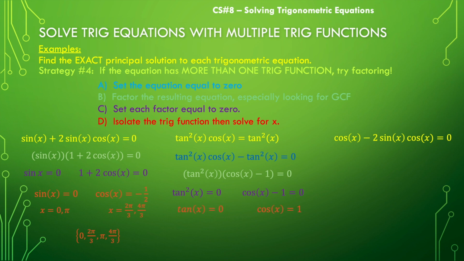Isolate the trig functions, and then find the angles that satisfy these conditions. Where is tangent of x equal to 0? Remember, tangent of x is equal to the y-coordinate divided by the x-coordinate, so where the y is equal to 0. And where is cosine of x equal to 1? Or which angles have an x-coordinate of 1? Okay, and so this will be at 0 and pi, and this one will be at just 0. And so we end up with a solution set of 0 and pi here.